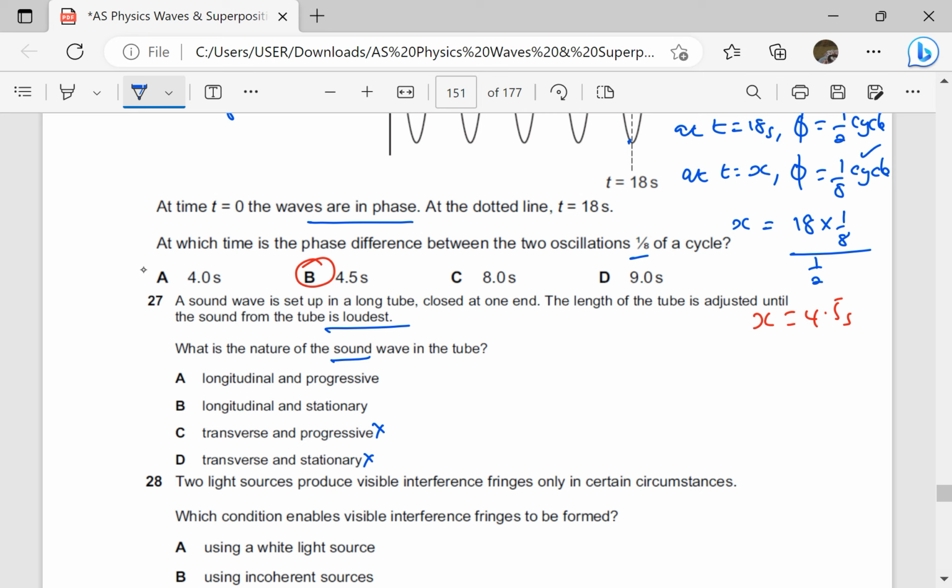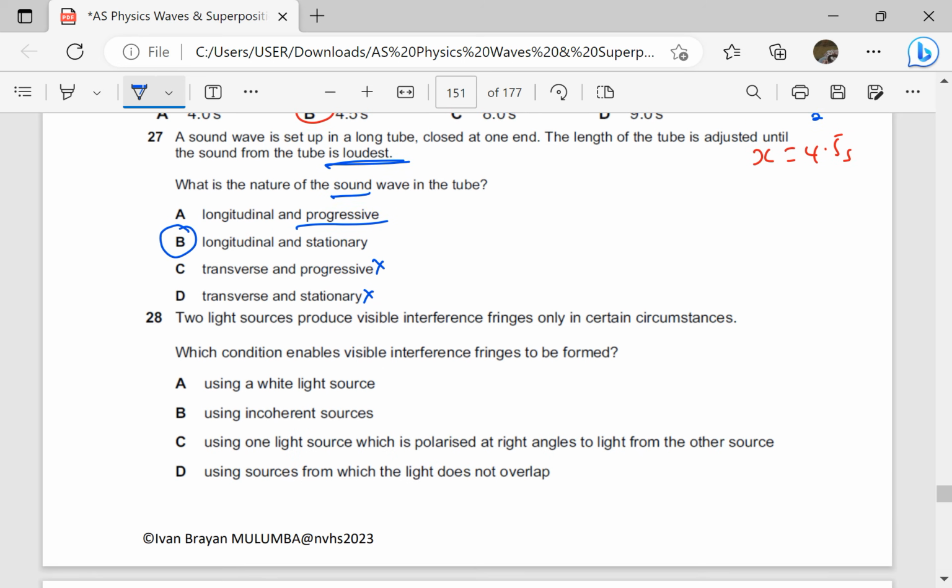But in a tube, when the loudest sound is heard, we have resonance and a stationary wave is set up. Therefore, it is not going to be a progressive wave. There are two longitudinal progressive waves which have overlapped by the time we hear the loudest sound, so resonance has occurred. Therefore, it is longitudinal and stationary.